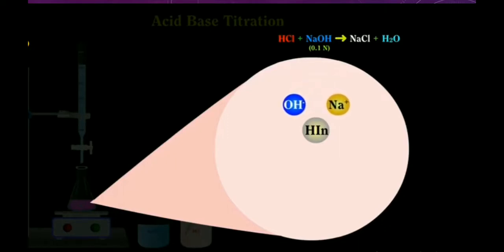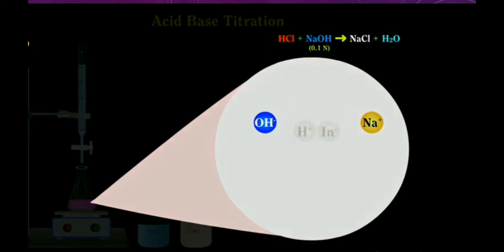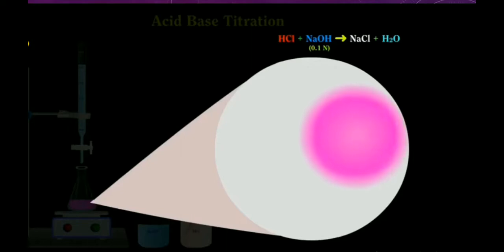which ionizes the phenolphthalein molecule. H+ of the phenolphthalein molecule reacts with OH- and Na+ reacts with phenolphthalein to form a pink color complex, due to which the whole solution becomes pink, and this will be the end point.